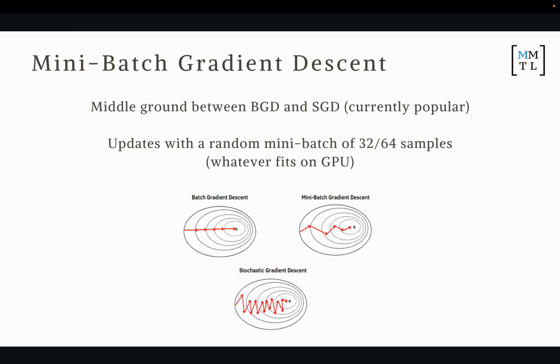And why 32 or 64? It's just whatever fits on your GPU, right? The GPU has a working memory that it can store some stuff in, and so you just fit whatever the GPU can store, right? So it's more of a practical number.